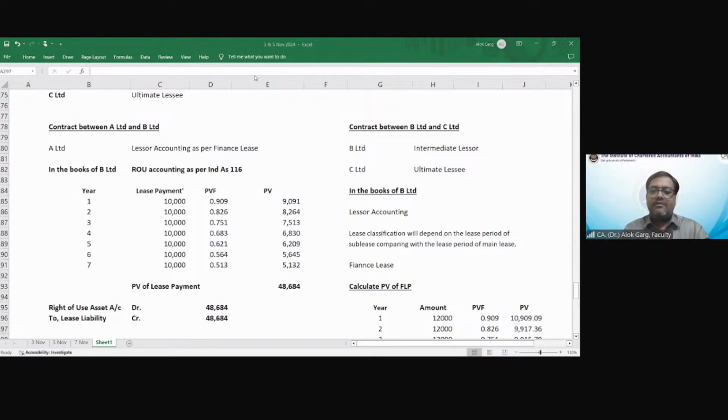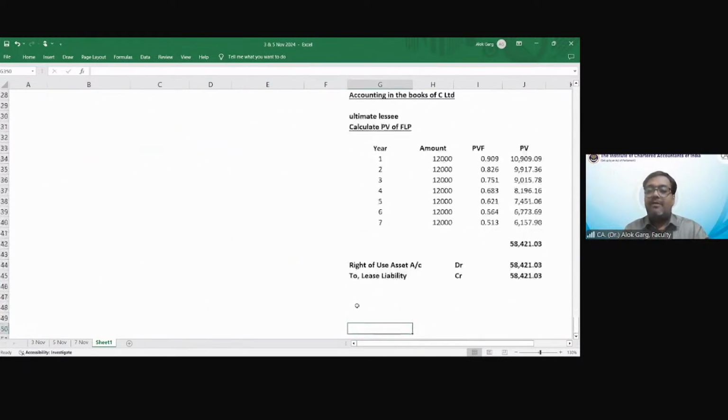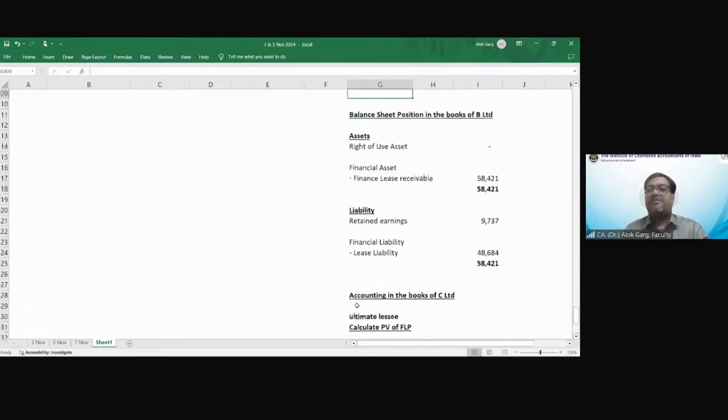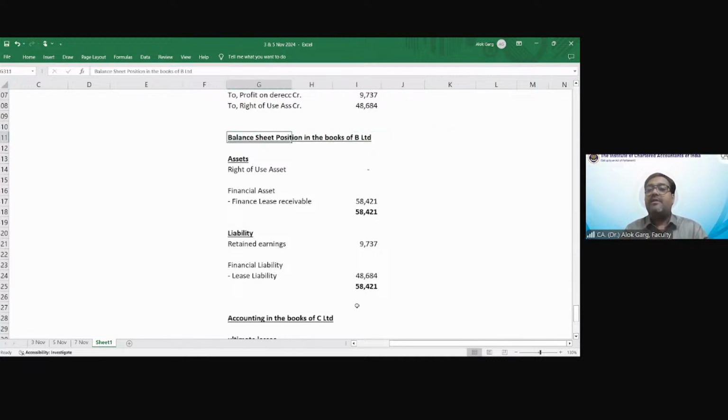Correct. So I have shown you the balance sheet position also, so that you will be able to understand properly how this entire transaction is moving and what the picture in the balance sheet is in the books of B Limited, who is the head lessee and intermediate lessor.